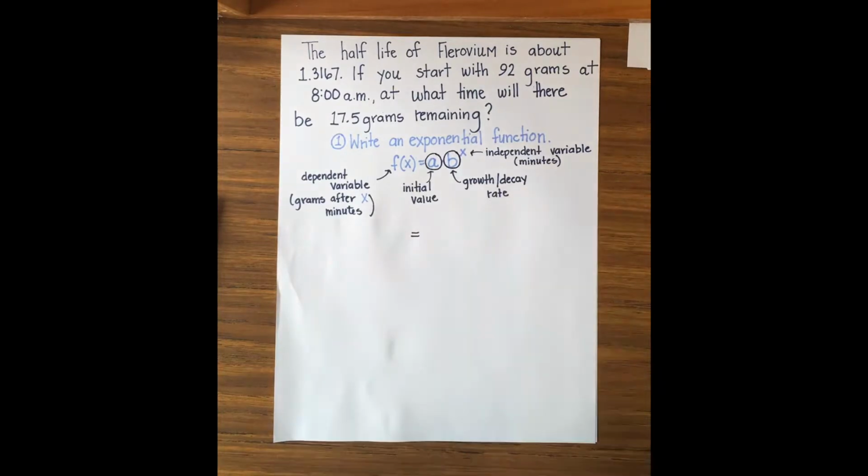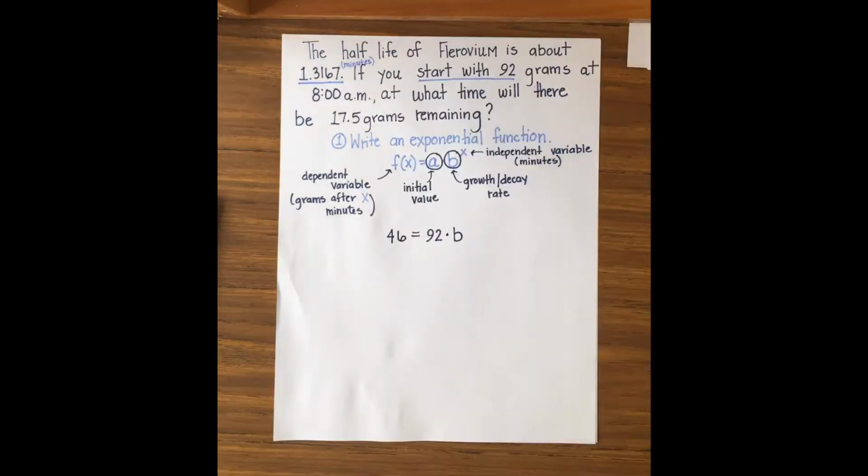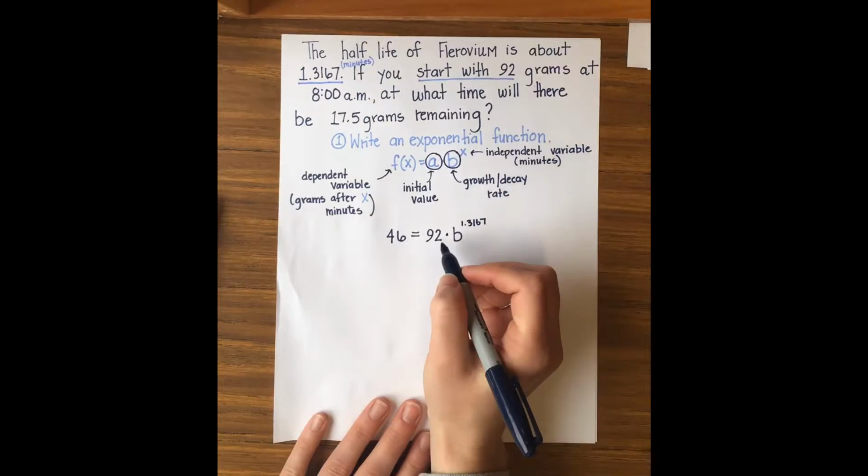In order to write a function to represent this scenario, we need an a value and a b value. Using the information given, we can identify that 92 is the starting value. We also have the clue of half-life. Half-life means how long it takes for a substance to decay to half of its original value. Using this information, we can conclude that after about 1.3167 minutes, the original amount of 92 grams will have decayed to half of its mass, or 46. Using this information and our equation, we can now solve for b.